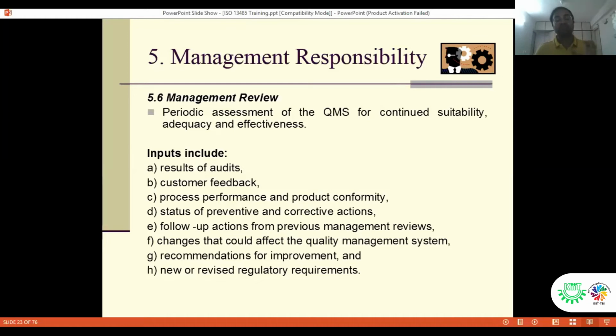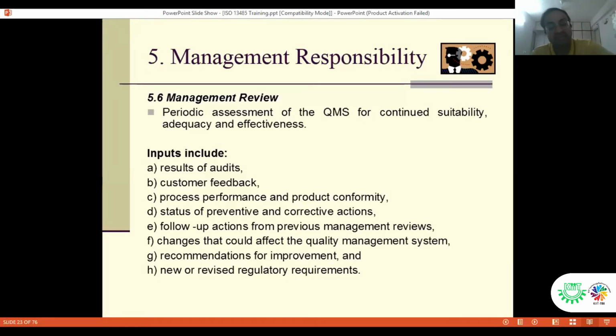It is the responsibility of the management representative, whom you are going to appoint in your quality management system, to formulate a management review meeting, share all the agendas with all the different stakeholders, and conduct the management review meeting.